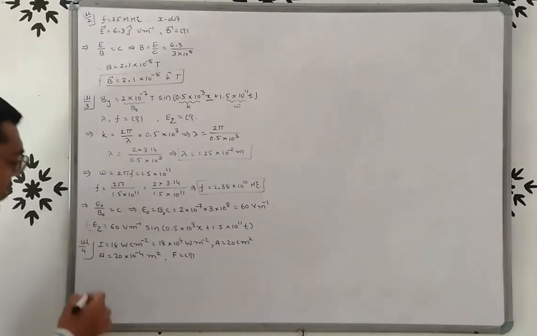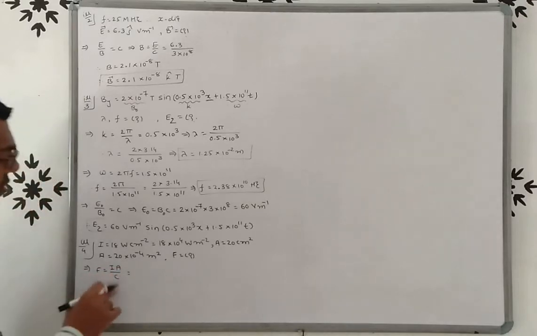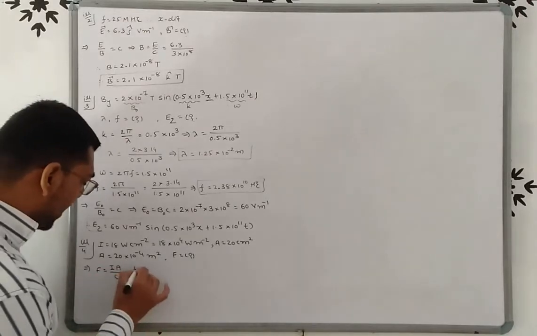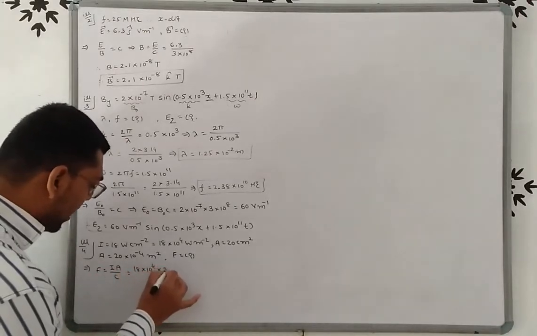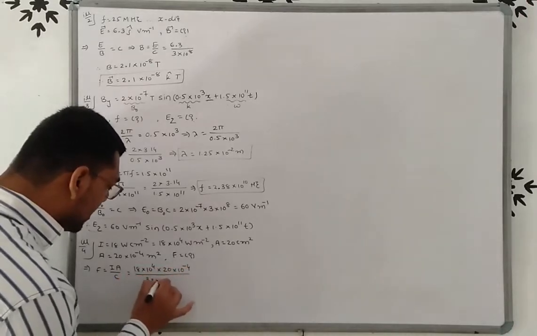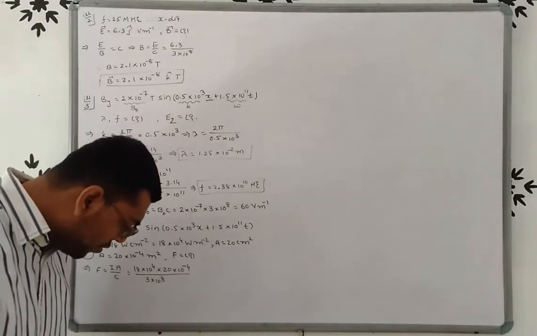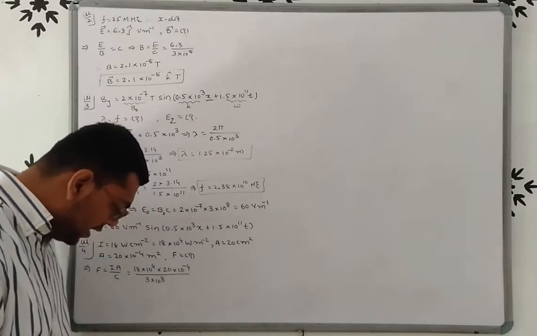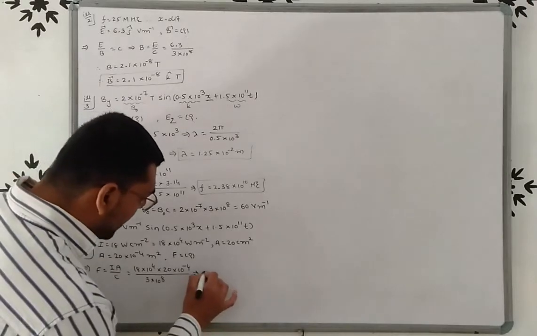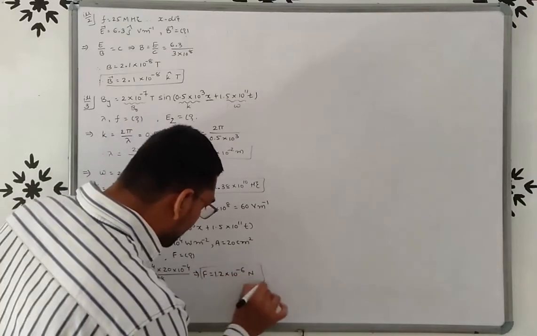So friends, you have to remember the formula of force. F is equal to I A by C. Right? You have to remember this equation. We know the value of I, 18 into 10 raised to 4, A, 20 into 10 raised to minus 4, divided by C, that is 3 into 10 raised to 8. So you will get force equal to 1.2 into 10 raised to minus 6 Newton, right?